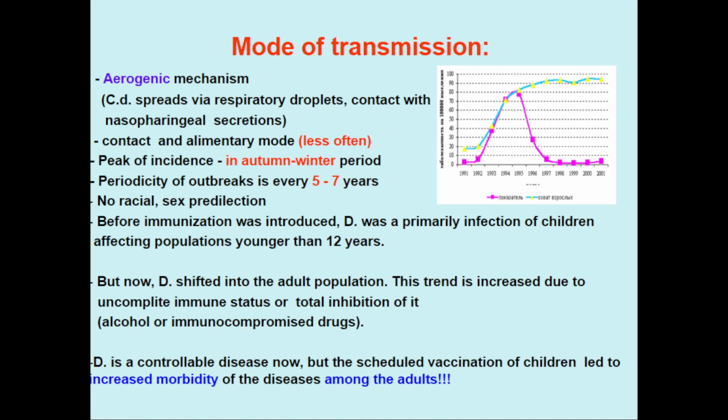No racial or sex predilection. Before immunization was introduced, diphtheria was a primary infection in children, affecting the population younger than 12 years, but now diphtheria has shifted into the adult population. This trend increases due to incomplete immune status or total inhibition of it, for example, due to alcohol or immunosuppressive drugs. Diphtheria is a controllable disease now, but the scheduled vaccination of children led to increased morbidity of the disease among the adults. Yeah, he uses the graphic.